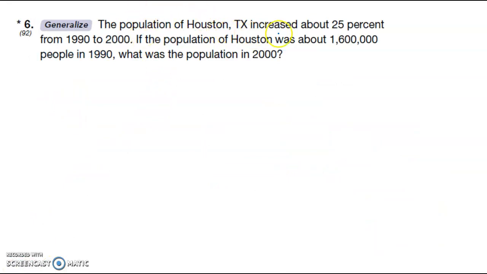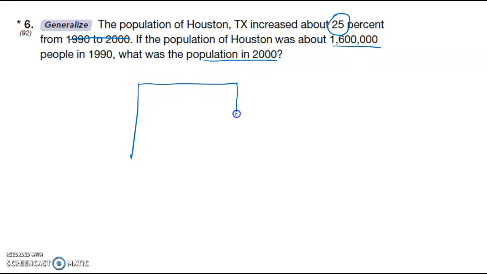All right, the population of Houston, Texas increased by about 25% from 1990 to 2000. This we don't need to know. Those are numbers that are not going to be a thing. If the population was about 1,600,000 in 1990, what was the population in 2000?